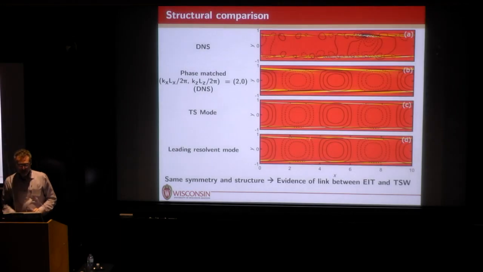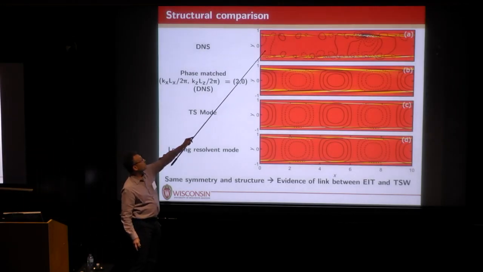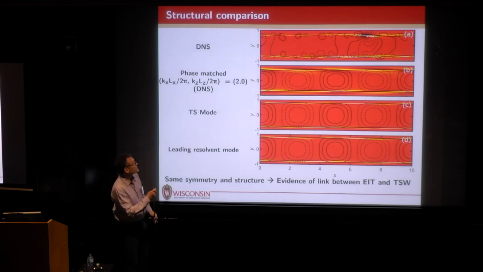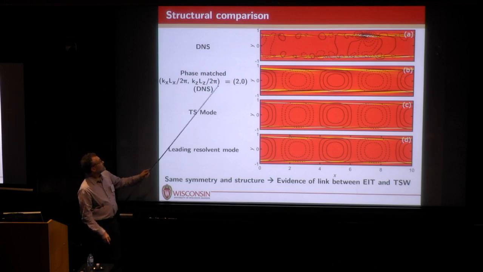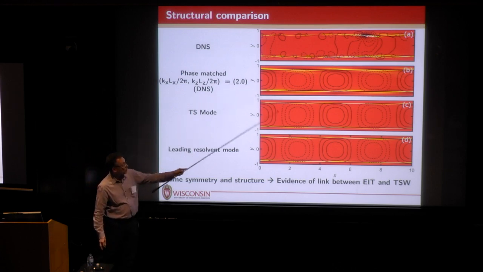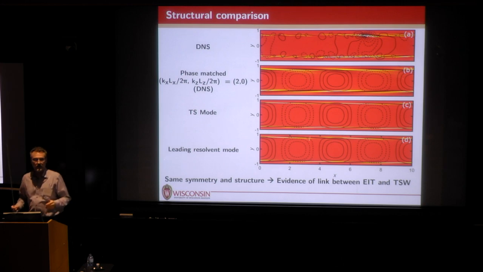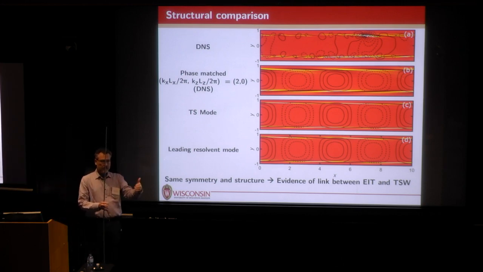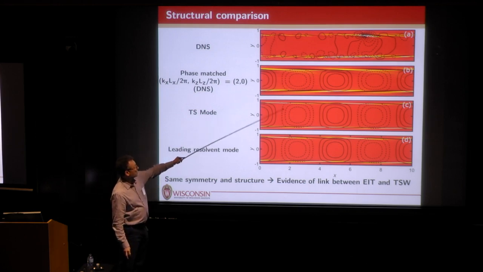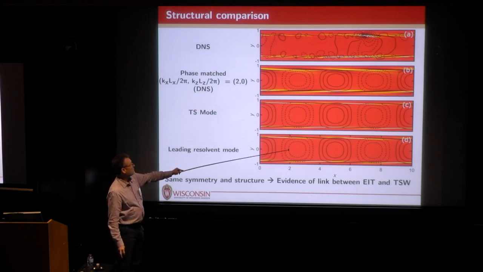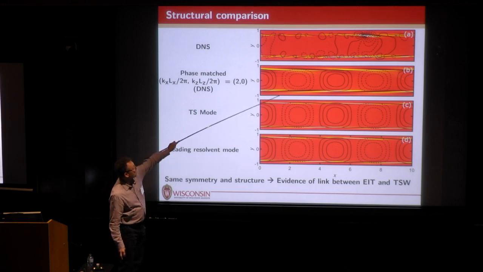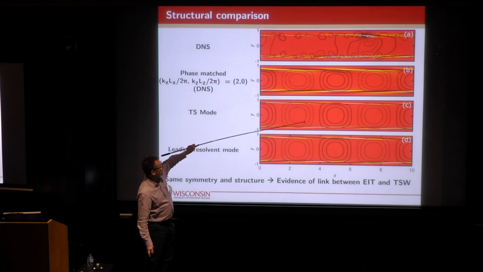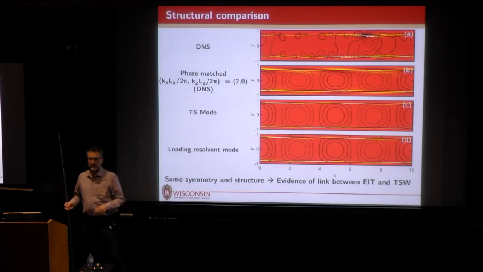So we can make a comparison with a snapshot from the DNS. Here, we've just filtered out the 2-0 Fourier mode, so two waves in the horizontal direction, which you can see from the picture. We've just filtered that and then phase aligned different snapshots and then averaged over them. And then what you see is a structure that looks very much like the TS mode or the leading resolvent mode. And in particular, you see the same symmetry. In fact, where there's high stress fluctuations here, there's low on the other side. That's the same symmetry that's obeyed by the Tollmien-Schlichting wave.